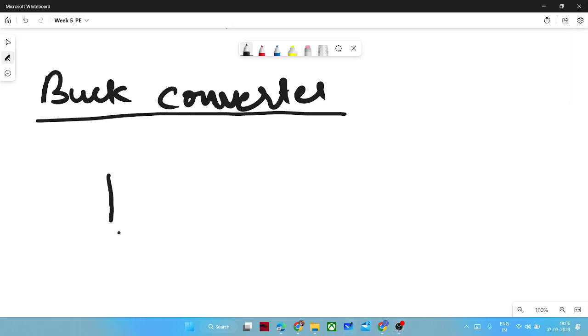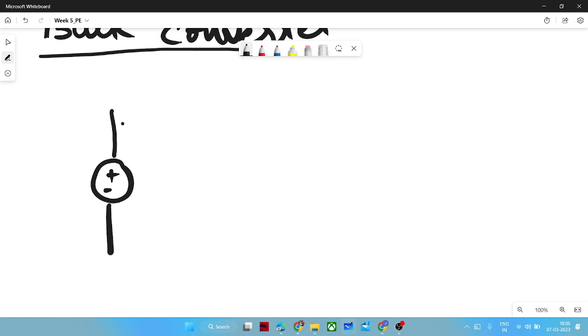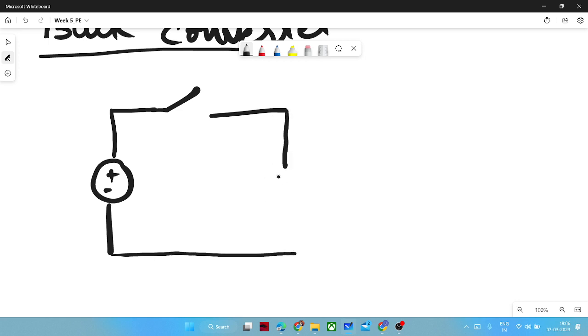So its circuit would be something like this. We will have some switches. We will do operation on switches such that it will, you know, get us the desirable kind of output waveform of voltage as well as currents.